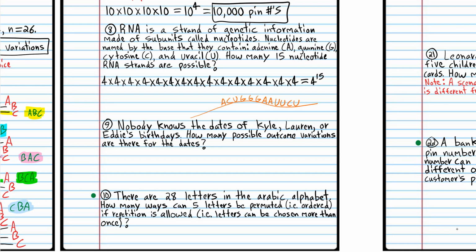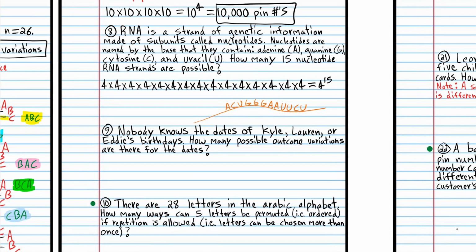4 to the 15th power is a billion. It's more than a billion different options. So we're going to need to use an arrow.